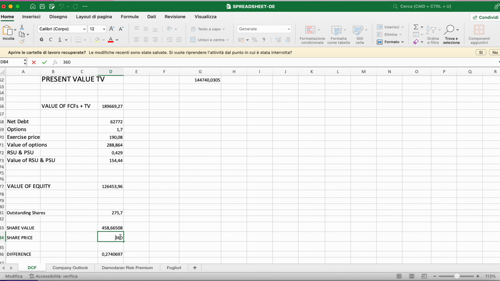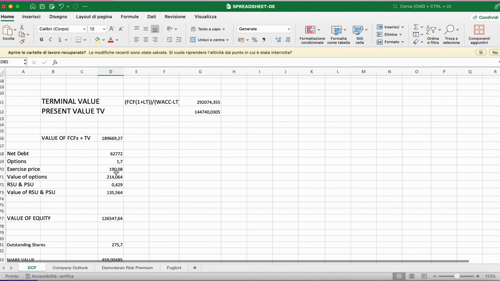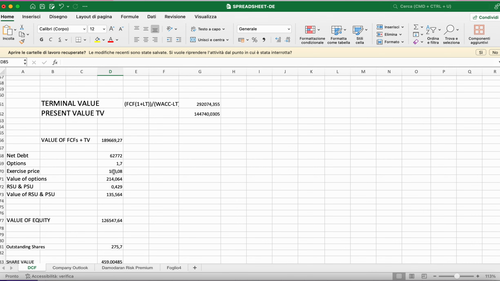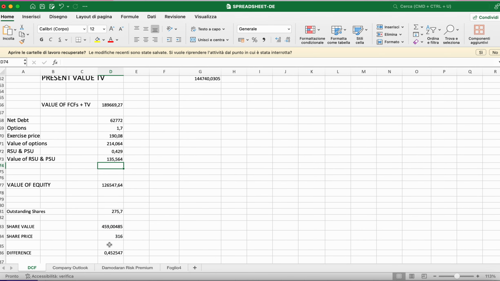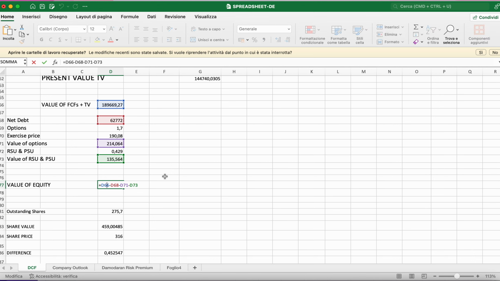Actually, given the last drop, it is around 316, and we can see how that changes. Here's the exercise price, the value that I've come up with for the options, and then we have the restricted and performance stock units. Here's the value that I've taken given the current share price, and here's the estimated value of the equity.